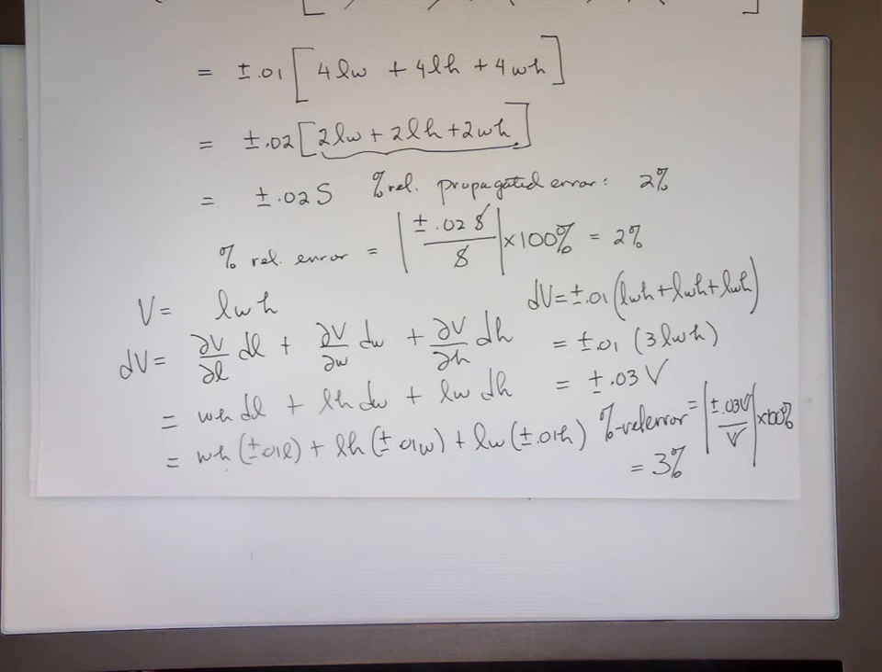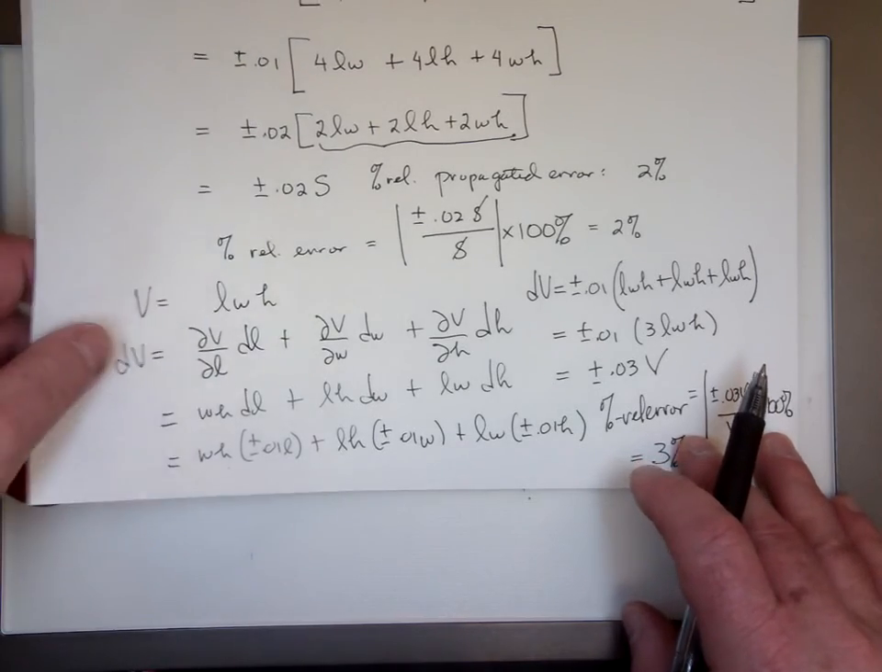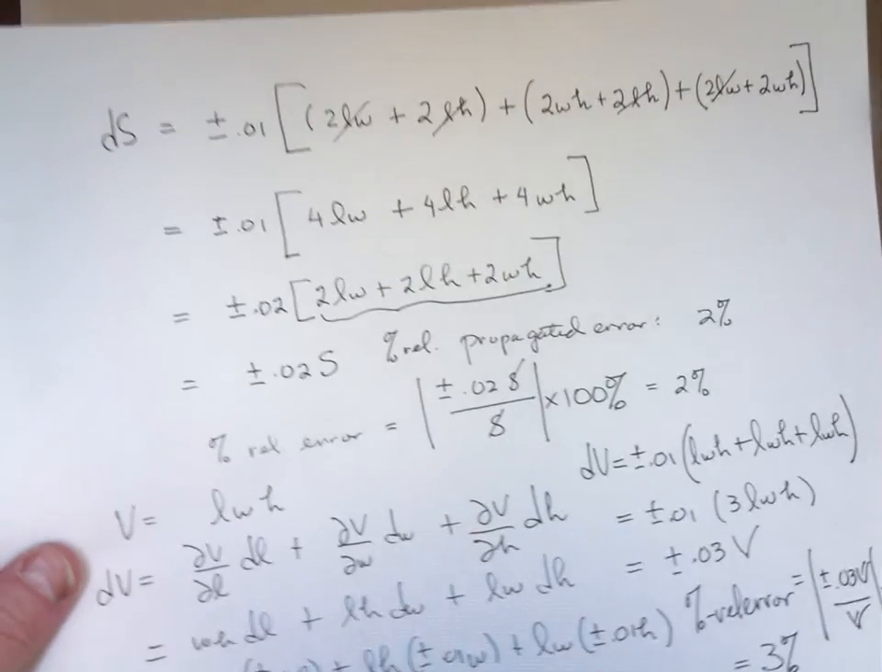I thought I messed it up, but then I fixed it. So what'd you get? I got plus or minus 3%. 3%. All right, good. That's what I thought it would be. Let's do it. You guys ready?